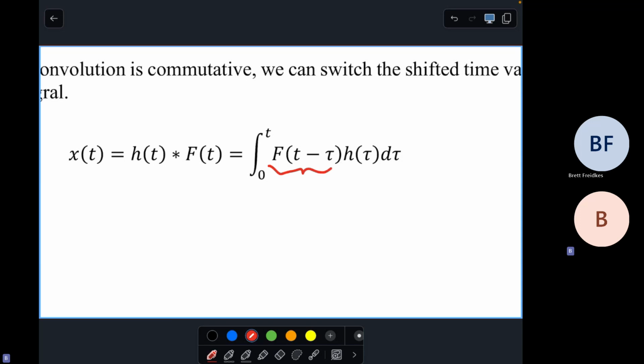f of t minus tau for this example would be what? What was the original f? It was f naught. What happens if I plug t minus tau into it? It's still f naught, right? This is still f naught. H of t for this problem was t. So what is h of tau? Tau. I can integrate that, and that'll give me the same exact answer.